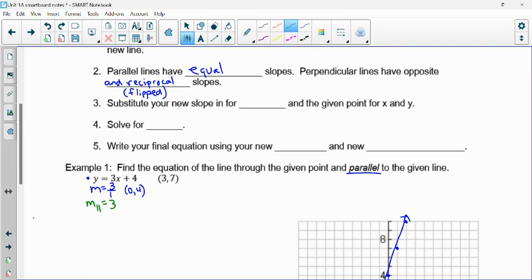Give me a pencil. Pen working? Page 7. Page 7. That's 13. 7.